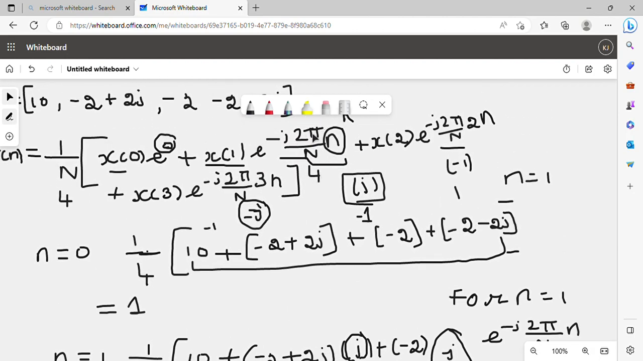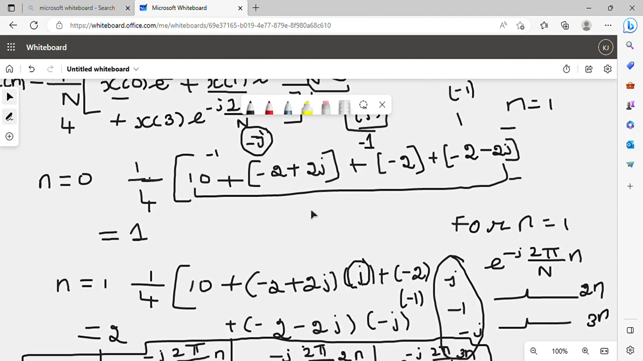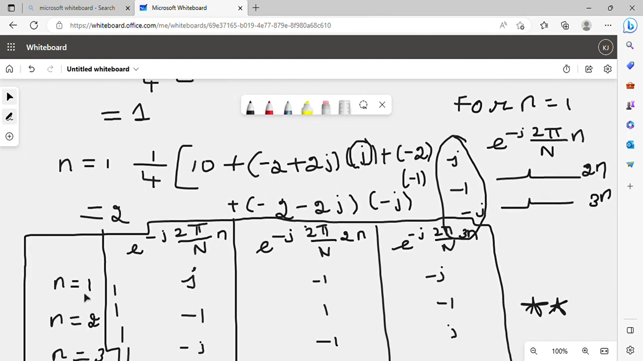So what you are supposed to do is write this formula first, and write it for n is equal to 0, n is equal to 1 and n is equal to 2. For this particular e to the power of minus j 2 pi by n into n, what is the value for n is equal to 1? If you substitute n is equal to 1 here, what is the value? It is j. If you substitute n is equal to 2, what is the value? It is minus 1. If you substitute n is equal to 3, what is the value? You get it as minus j.